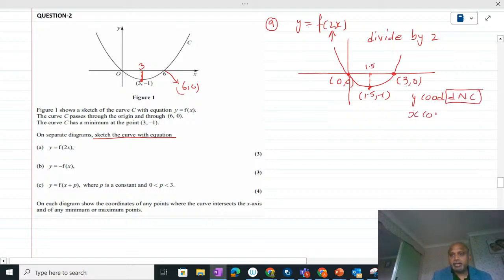And the x coordinate, if it is multiplied by 2, then it should be divided by 2. If it is multiplied by 3, then it should be divided by 3. We will do it accordingly. So this is your A part answer.